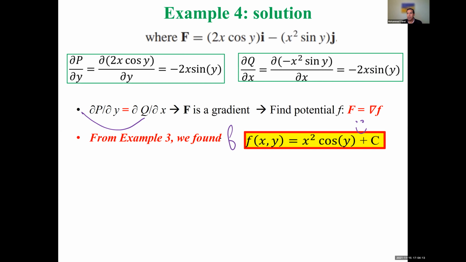So now to calculate the double integral of the curl of the vector field, or to calculate the single integral of that vector field, I don't need to know the parameterization of the curve or the parameterization of the surface. I just need to use the fundamental theorem of line integrals.